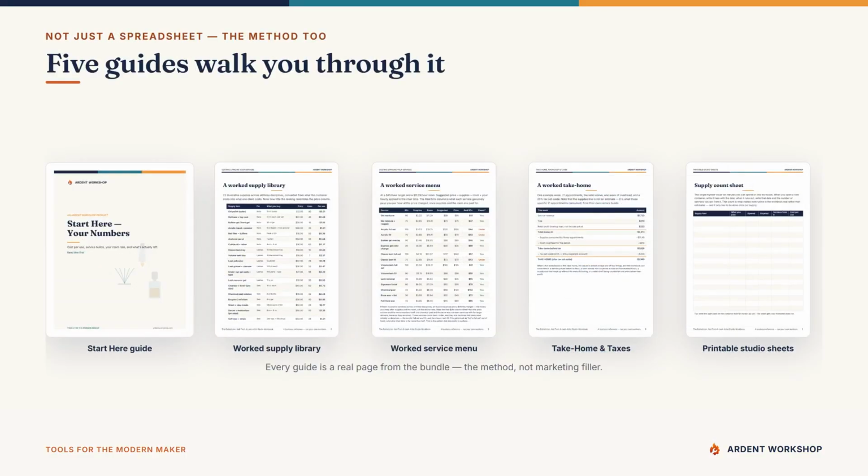5 PDF guides teach the method behind every tab, with a worked supply library and a worked 15-service menu. There are printable sheets for the room too, a daily tally, client cards, and a supply count sheet, which is the single highest value 10 minutes you can spend on the whole system.